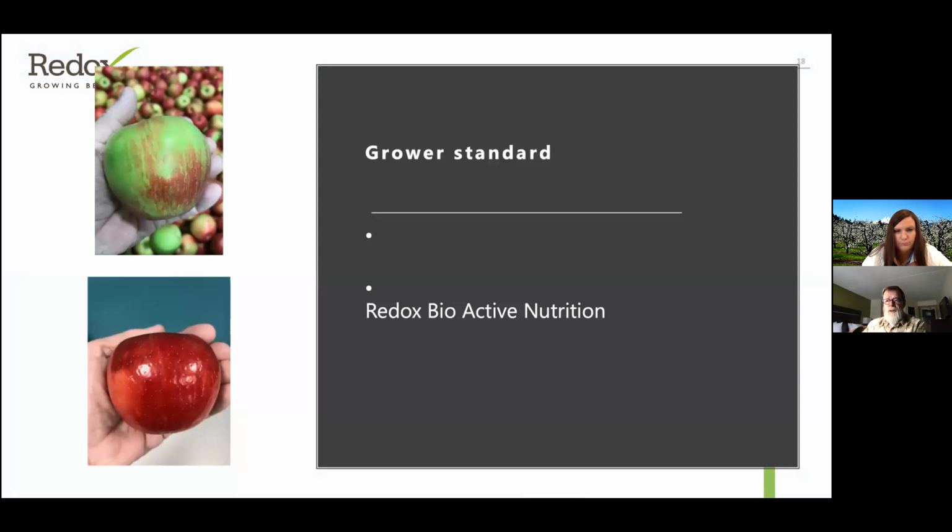I'm going to leave you with this slide. The significance of this is the grower standard was a pretty high input guy, and he wasn't afraid to spend money on his apples. He looked to improve as much as he possibly could. I took these photographs on the same day at the same packing plant. They are both Royal Red Honeycrisp apples. The one on the top was the grower standard.